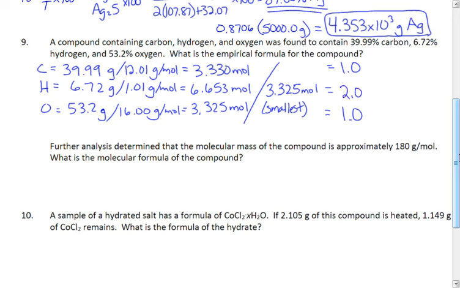So we put it together just in the order it's given. Carbon will have 1 of them. Hydrogen we have 2. Oxygen we have 1. And that is our empirical formula for that substance.